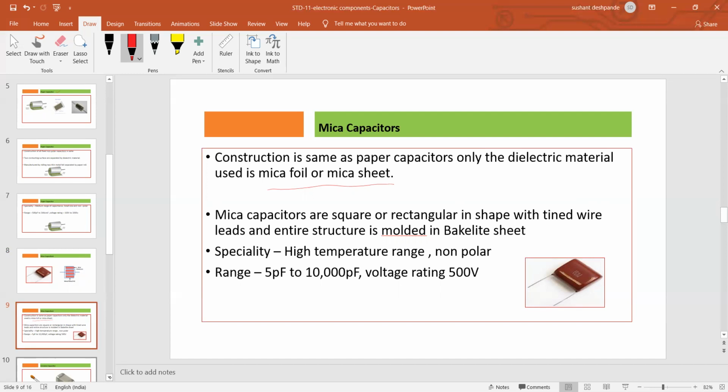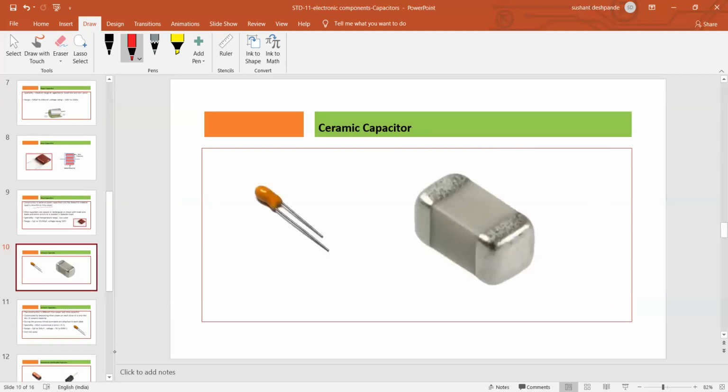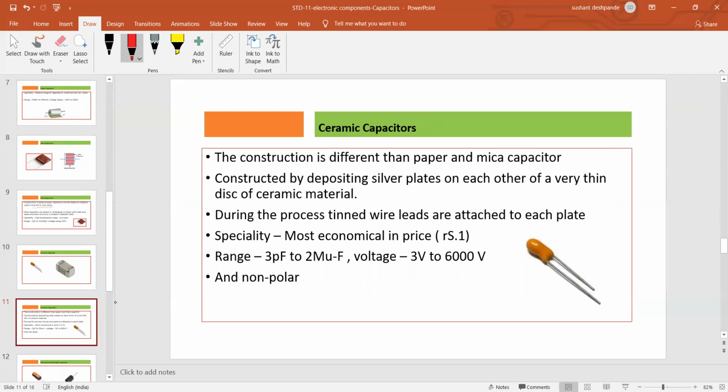Right, friends? Let's move ahead with the next type of capacitor, and that is the ceramic capacitor. This is a ceramic capacitor. The ceramic capacitor construction is different from the paper and mica capacitor. It is constructed by depositing silver plates on each side of a very thin disc of ceramic material. During the process, tinned wire leads are attached to each plate.